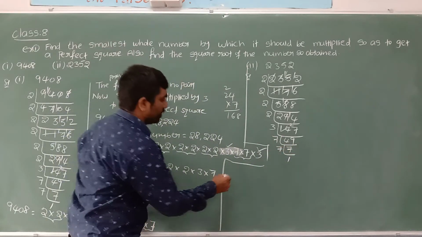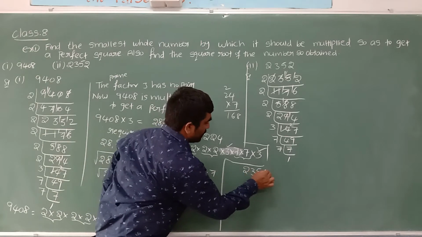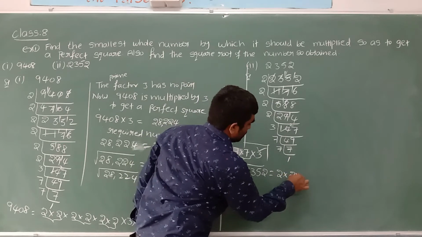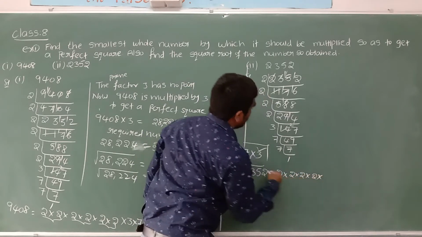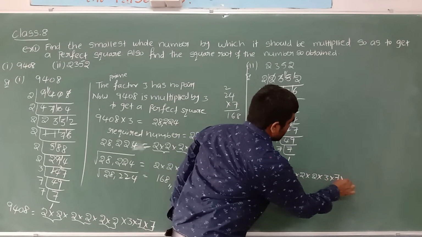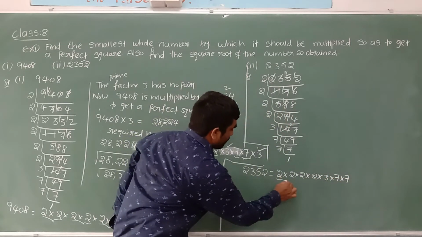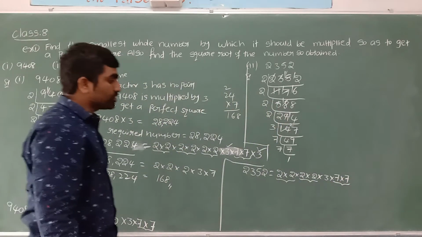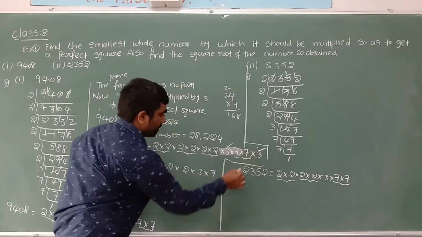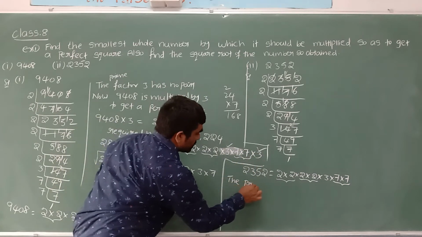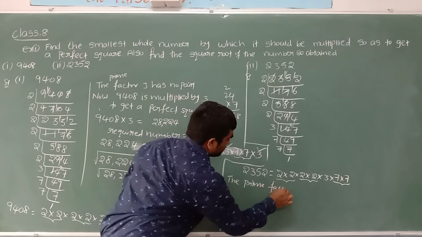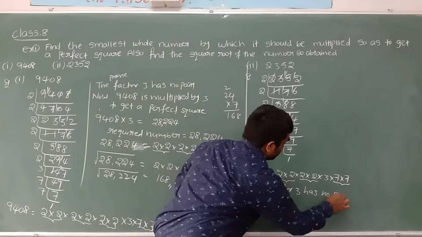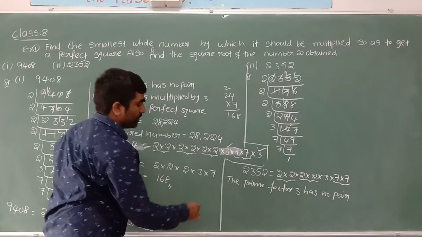Yes. Now the given number we can express as a product of 2, 3, 5 2's: how many 2's? 1, 2, 3, 4. And also you can see 3 into 7 into 7. Now take the exact pairs. Here we can see exact pairs. Again same story, even for 3 here you can see there is no pair. So the prime factor 3 has no pair.